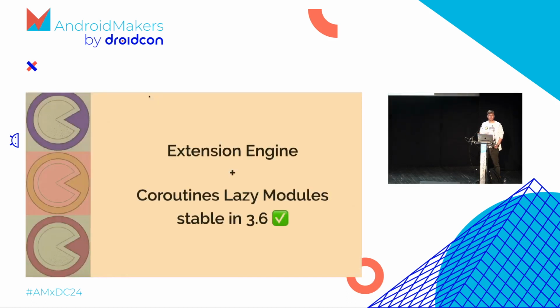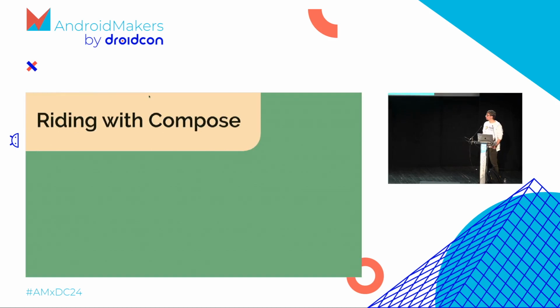The good thing is that then, with all the feedback of the community, the extension engine and the Kotlin lazy module are getting stable at 3.6. Then the next milestone is coming soon, Q2, Q3, let's say. And that's a good thing.